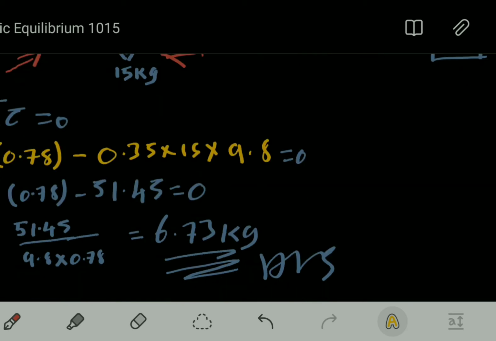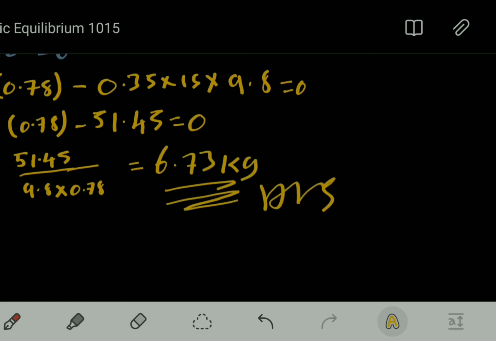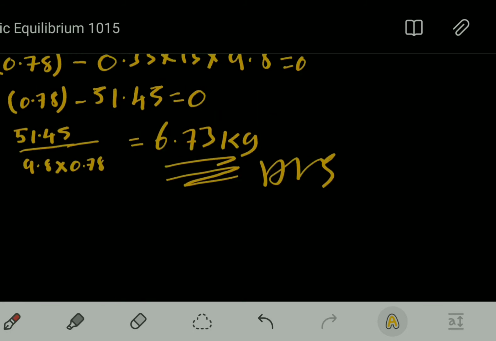Similarly on the left hand side, we know that weight is the same as mg, so we have our weight multiplied by the perpendicular distance minus 51.45 must equal 0. From this we can now find the value of m. Knowing that g is 9.8, we simply put in the value there, and we are going to discover that m is equal to 6.73 kilograms. So just take note of the few corrections I'm making here.